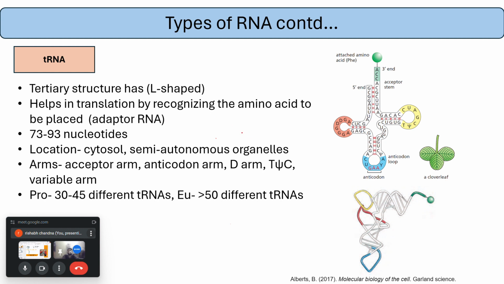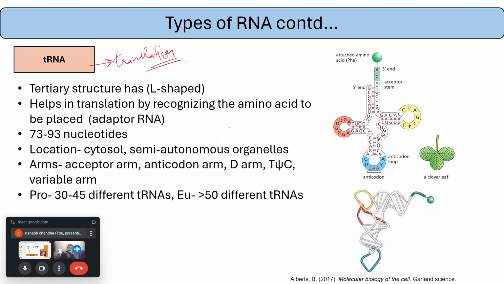Okay, so now moving on to the non-coding RNAs. The only coding RNA that we have is the mRNA, and the others are the non-coding RNAs, or the helper RNAs that we talk about. So then we have the tRNA. tRNA is basically present during translation, so it helps during translation of the protein.